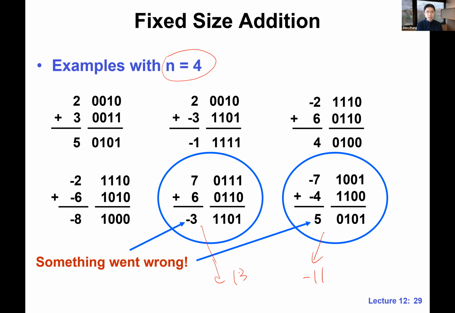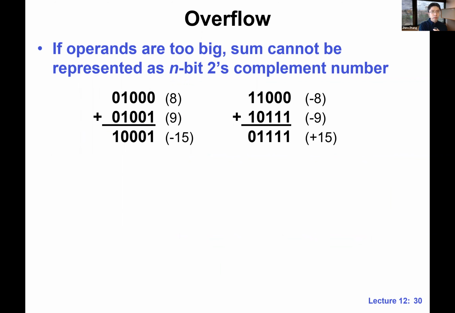Same thing here. This is -11, this is too negative, because we can only represent down to -8 with a 4-bit value, again in 2's complement format. That's what we call overflow. With overflow, this is something that we have to catch later on in our microprocessor. But first, let's just explain what exactly overflow is.